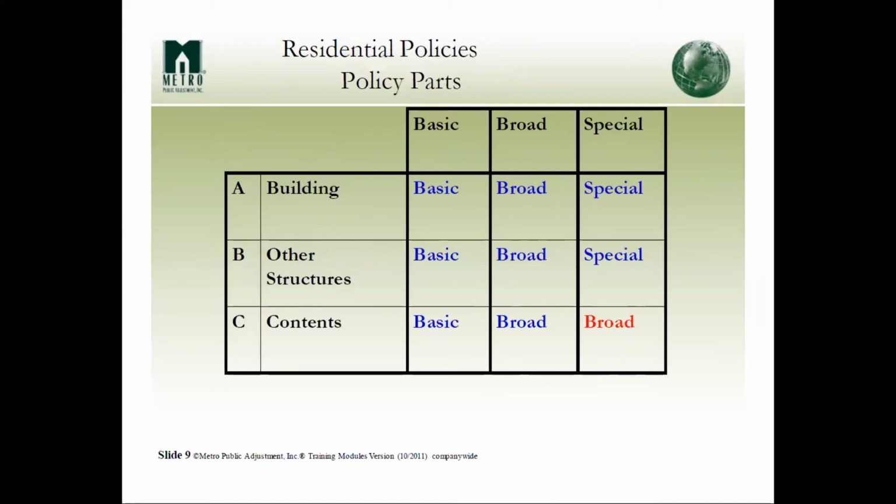When you're looking at the residential policies, there are three basic categories of policies. The A component, which is your dwelling, matches up very well with the kind of policy you have. The other structures, meaning an in-ground pool or a detached garage, also follow along with the policy type. But notice contents. When you have a basic or a broad category damage, your contents are covered. But when you have a special damage that occurs, the contents are not covered. So you have to have a named peril with contents, even with a special policy, in order to get the contents covered.